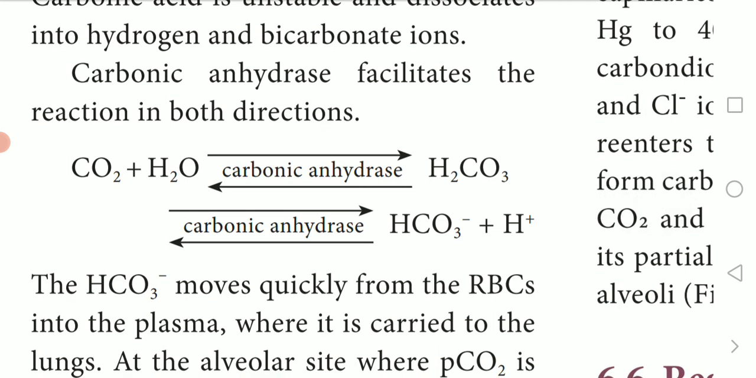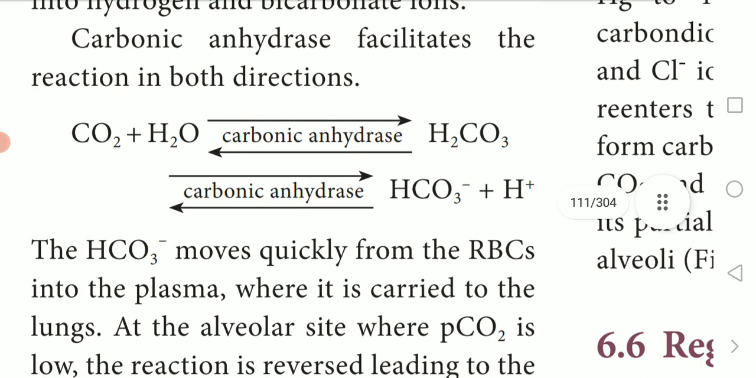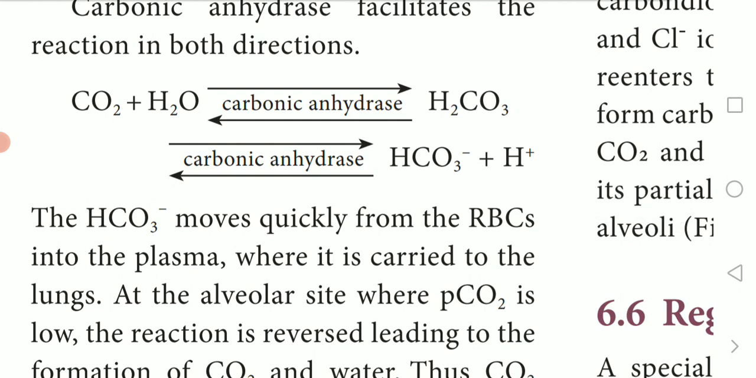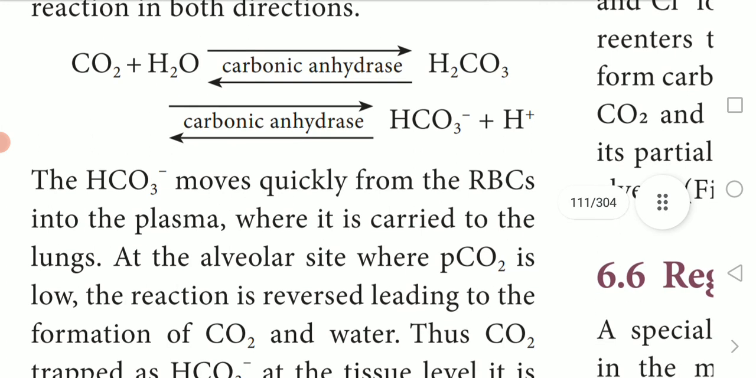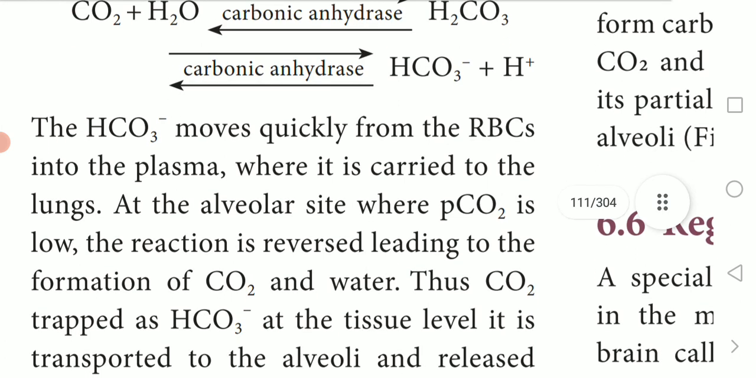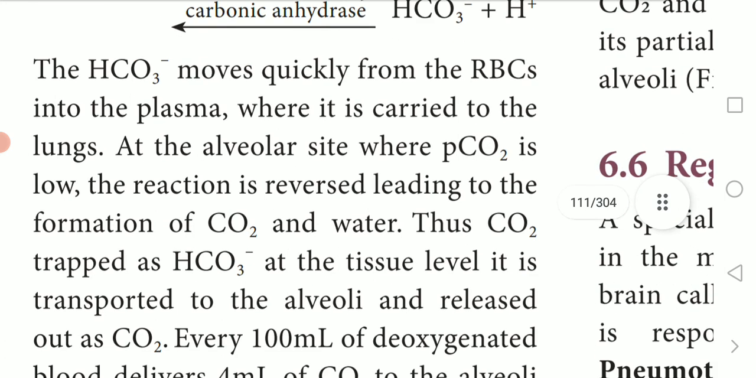That HCO3, the bicarbonate, moves quickly from RBCs into the plasma, where it is carried to the lungs. At the alveolar site, what is alveolar? Alveolar refers to the small inner parts present in the lungs. At the alveolar site, where partial pressure of carbon dioxide is low, the reaction is reversed, leading to the formation of carbon dioxide and water. Thus, carbon dioxide trapped as bicarbonate at the tissue level is transported to the alveoli and released out as carbon dioxide.